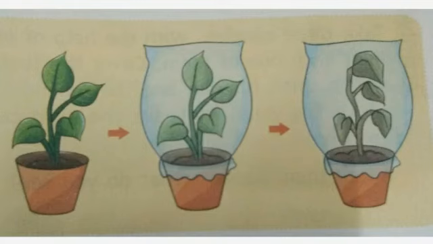Take a small potted plant, cover it with a plastic bag. After some time, the plant will become unhealthy. The plant droops because it does not get air. Now, remove the plastic and the plant will breathe again. This shows that we all need air for life.